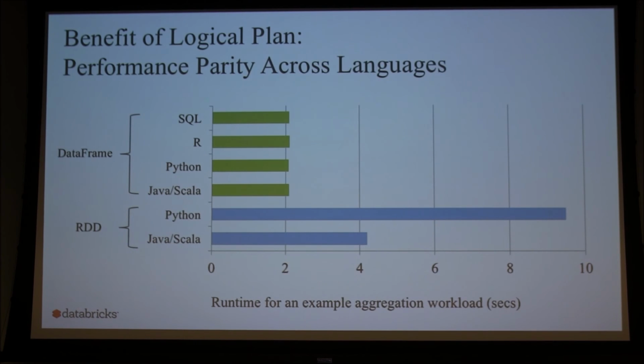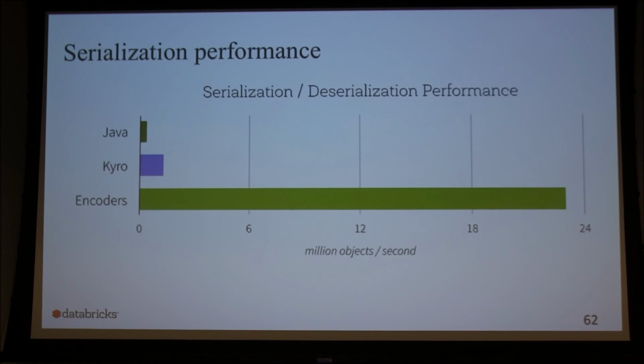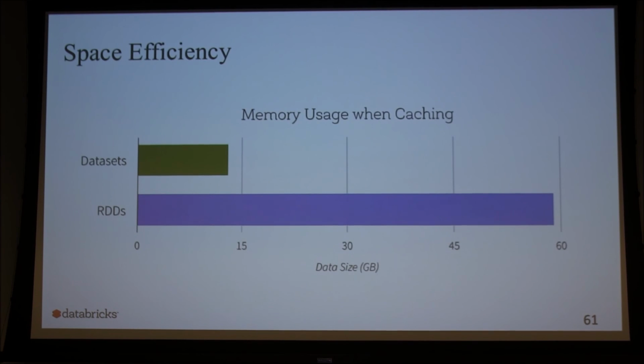Just to show you what we've seen: with the DataFrame, even though when the language changed with the RDD you got dramatically different performance, what we see with the DataFrame is very consistent performance regardless of which API you use. Project Tungsten. This is some of the advantages of Project Tungsten.